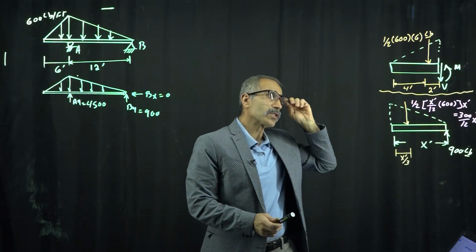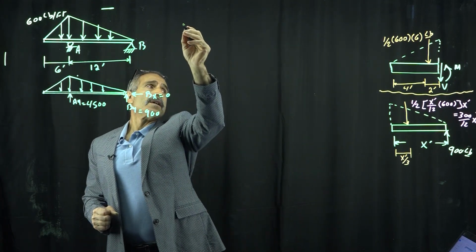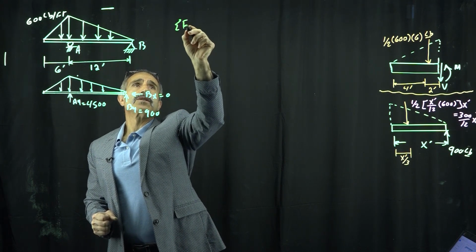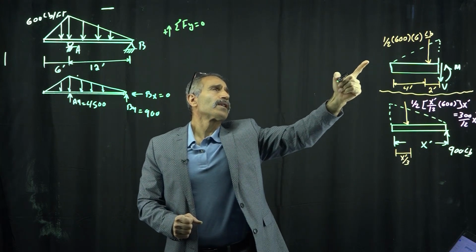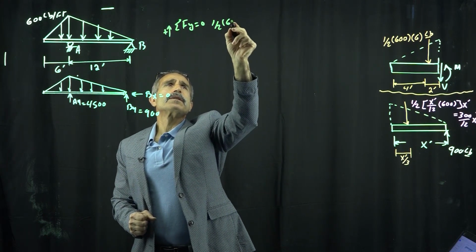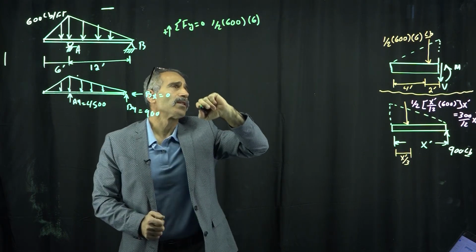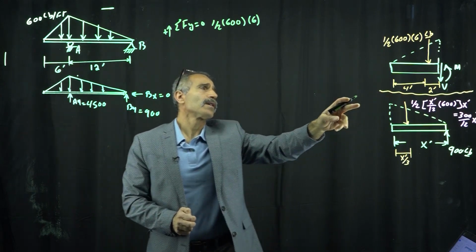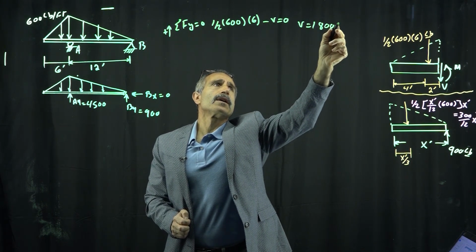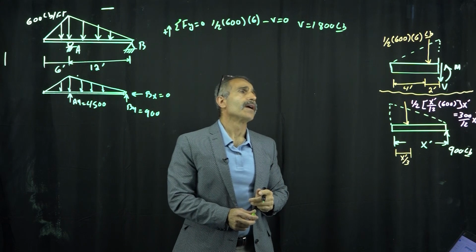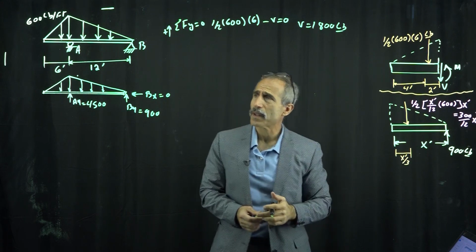So the shear at that point, summation FY is equal to 0. Up is positive again. We have 1/2 times 600 times 6, and that's 1,800. 1,800 minus V is equal to 0, so our V comes out to 1,800 pounds right here. And of course our reaction is going to be the other way around, just before the reaction force itself.